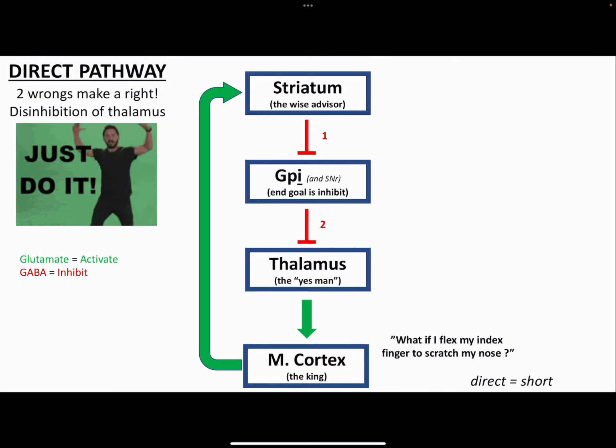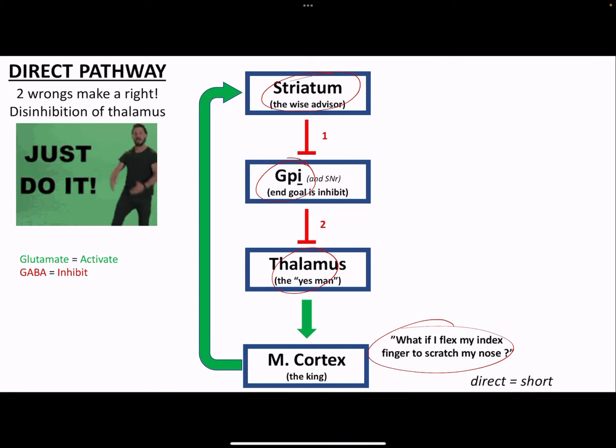Okay, so the direct pathway, the king: we want to scratch a nose, and one of the king's ideas is, hey, should I flex my index finger to scratch my nose? And yeah, if you want to scratch your nose, flexing your index finger is probably a useful thing. So the king tells the striatum, I want to flex my finger. And the striatum says, let's do the direct pathway. It is going to inhibit the brute, the GPI, which is inhibiting the thalamus. Because remember, the GPI is trying to inhibit movement, but if the striatum inhibits it, boom, you get movement. I would just think of it like 2 wrongs make a right.